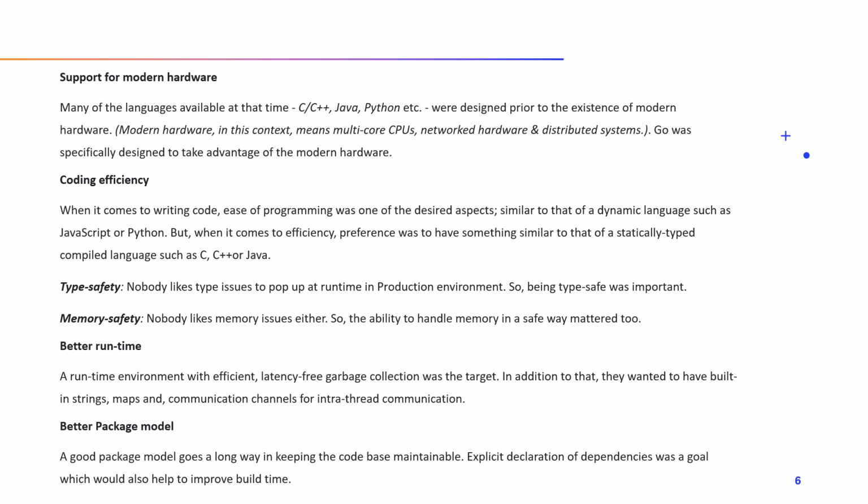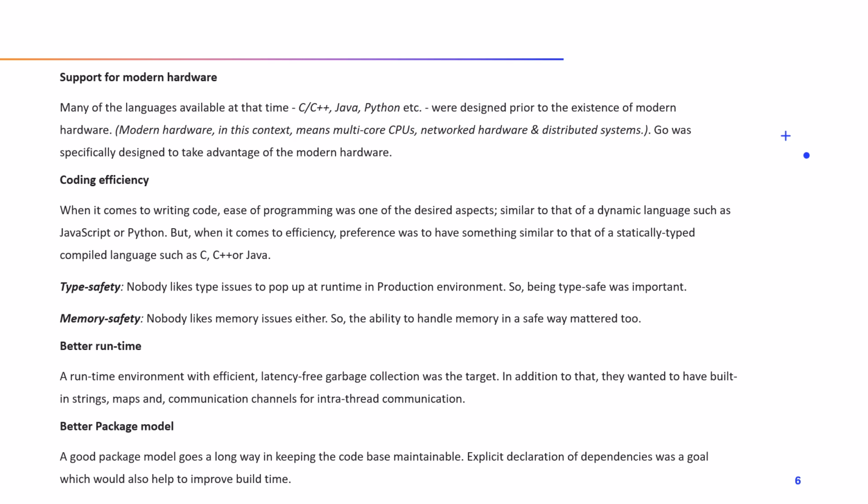Coding efficiency. When it comes to writing code, ease of programming was one of the desired aspects, similar to that of a dynamic language such as JavaScript or Python. But when it comes to efficiency, the preference was to have something similar to that of a statically typed compiled language such as C, C++, or Java. Type safety. Nobody likes type issues to pop up at runtime in a production environment, so being type safe was important. Memory safety. Nobody likes memory issues either, so the ability to handle memory in a safe way mattered too.